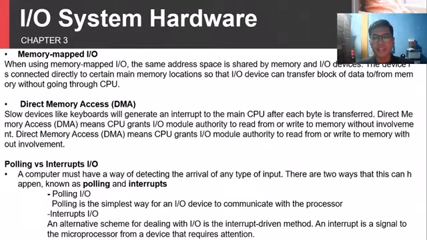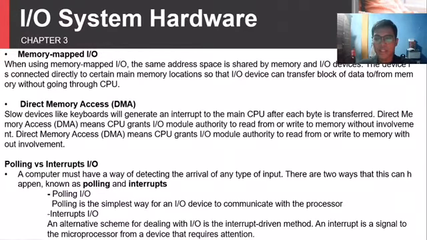Next, memory-mapped I/O. When using memory-mapped I/O, the same address space is shared by memory and I/O devices. The device is connected directly to certain main memory locations so that a device can transfer blocks of data to or from memory without going through the CPU.